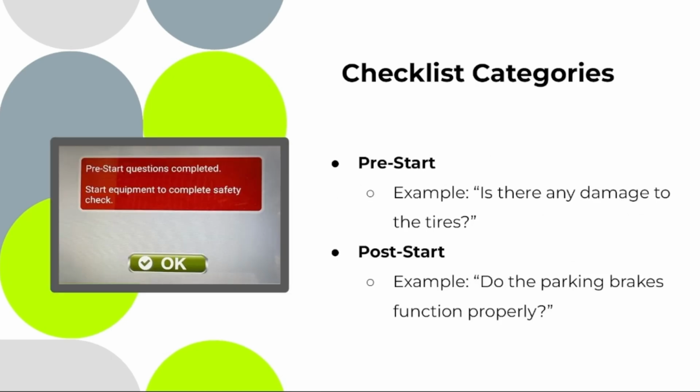Checklists are broken into two categories and two statuses. As you can see here, the categories are pre-start and post-start. Pre-start will be more of the visual inspection questions, whereas post-start will be the functional type questions. When an operator completes the pre-start questions on the Sapphire device, they will get a notification where they can turn on the lift and use its function to complete the post-start questions.